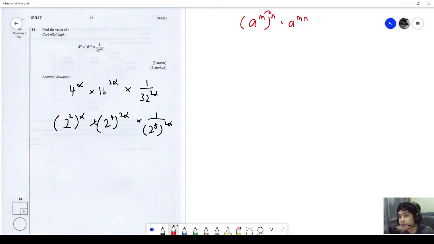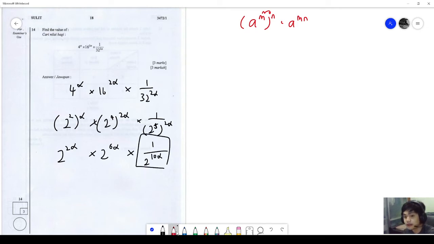That's why these two multiply one another. So from here I can apply it. So it's 2^α times 6^α times 1 over 10^α, right? For this fraction here, I can apply one of the indices laws where a^(-m) equals 1 over a^m. I can convert it from here and inverse it so that it becomes negative. So it'll be 2^α times 6^α times 10^(-α), right?